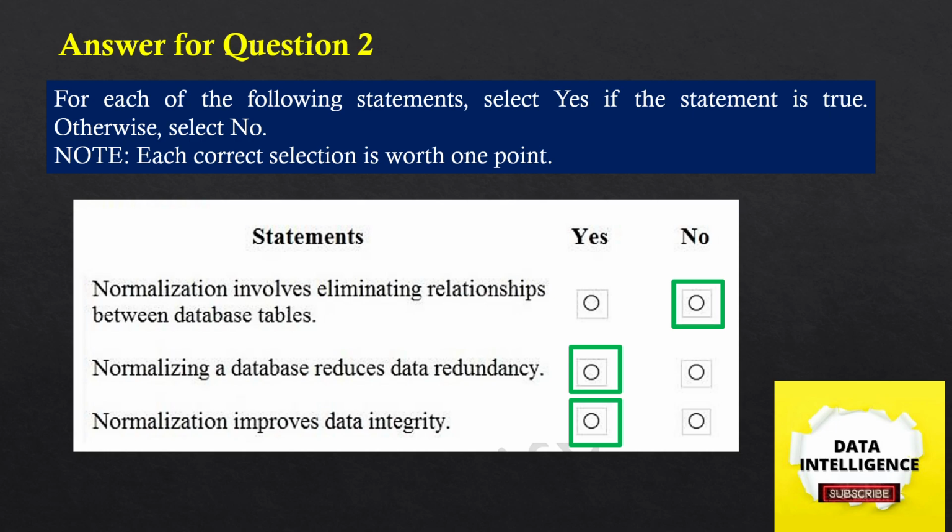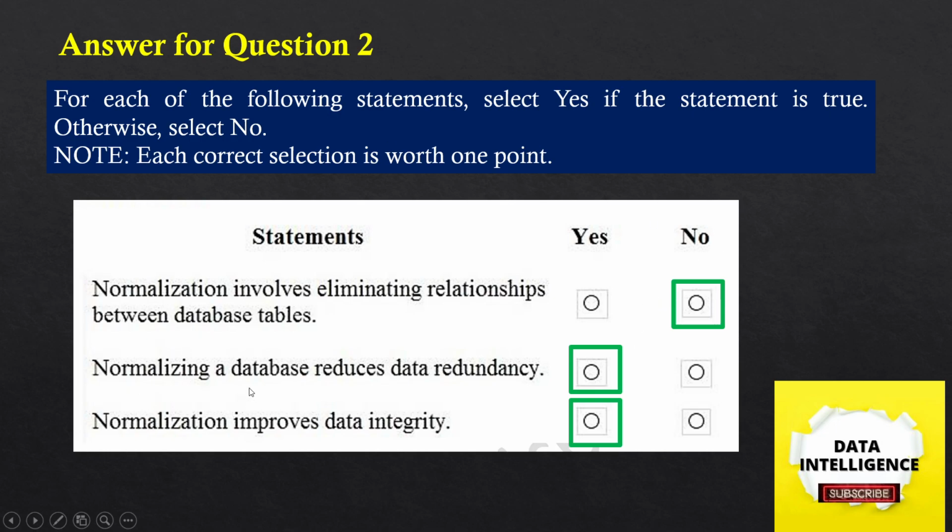Here in the first statement, you can see normalization involves eliminating relationships between database tables. Normalization is not eliminating the relationships between the data tables, it is just structuring them. So they are not eliminating the relationships. It clearly shows the statement is wrong, so you have to choose the answer no.